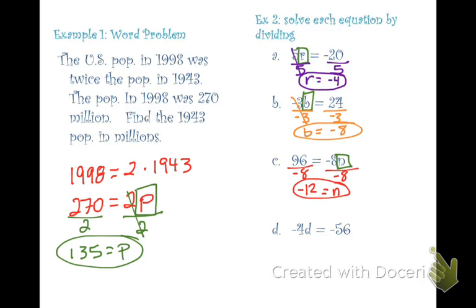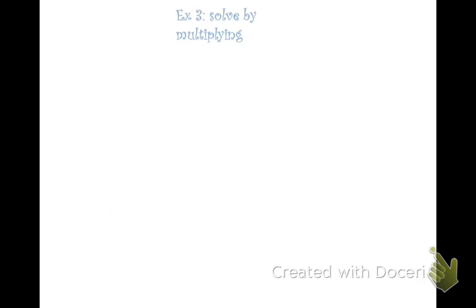D, I'd like you to try it by yourself. Put me on pause, see if you get the correct answer, and if you didn't, please check how you might have messed up. Your answer is negative 14. Remember, a negative divided by a negative is a positive. Let's look at the next examples.